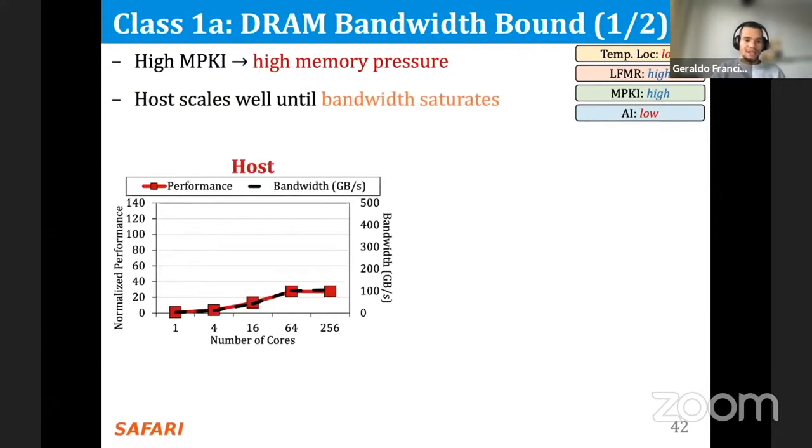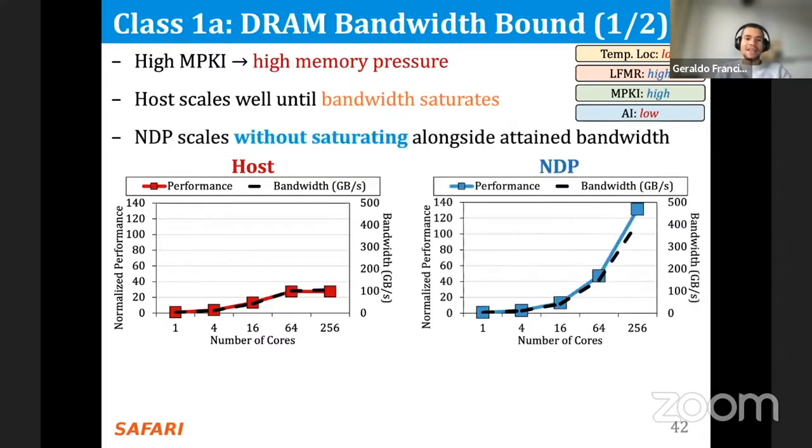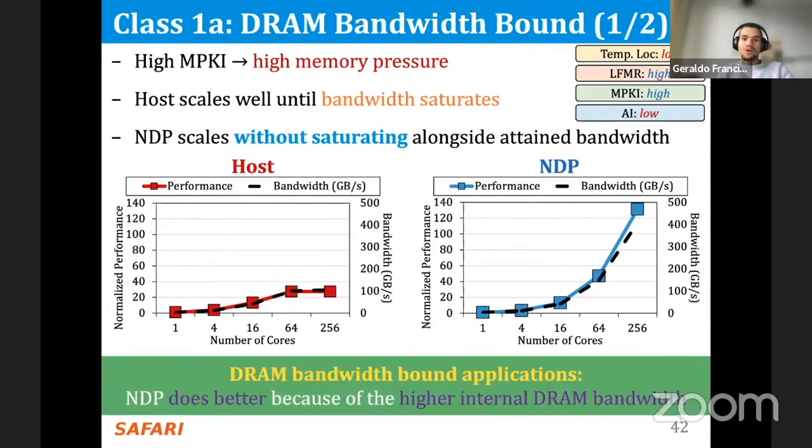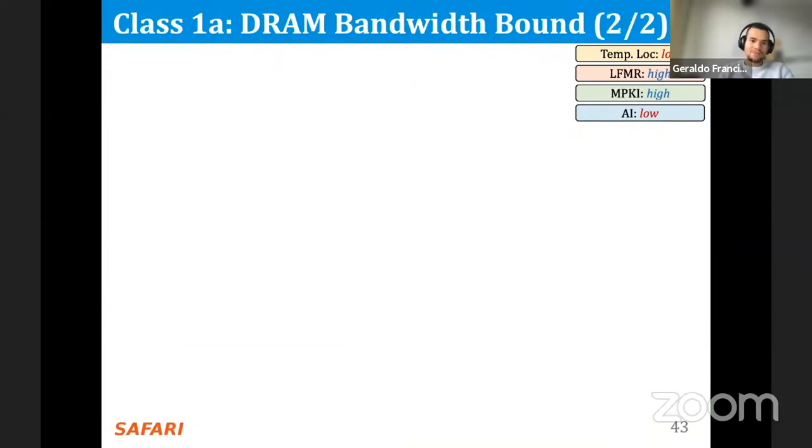As we see here in the figure, the host performance scales well until the memory bandwidth saturates at 64 cores. NDP, on the other hand, scales much better due to the large available bandwidth inside the memory chip itself, and the performance gains do not saturate until 256 cores. Therefore, we conclude that DRAM bandwidth bound applications highly benefit from the data processing architectures because they take advantage of the high memory bandwidth available within the memory device.